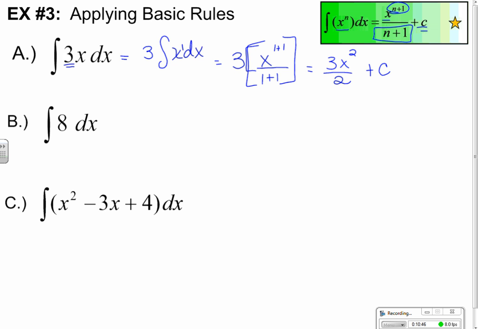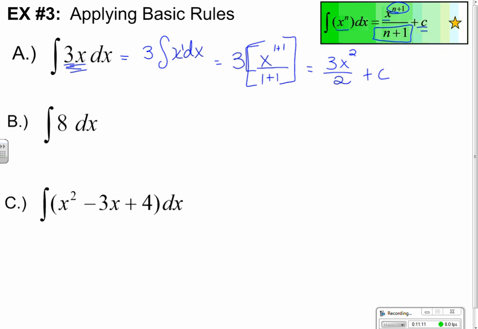Check it out. If you did the derivative on this, let's try to work backwards now. I would take 6, this would be 6x divided by the 2. Derivative of c is 0. This simplifies to 3x. It gives us back what we had started with over there, the integral of 3x. So this does indeed check out.